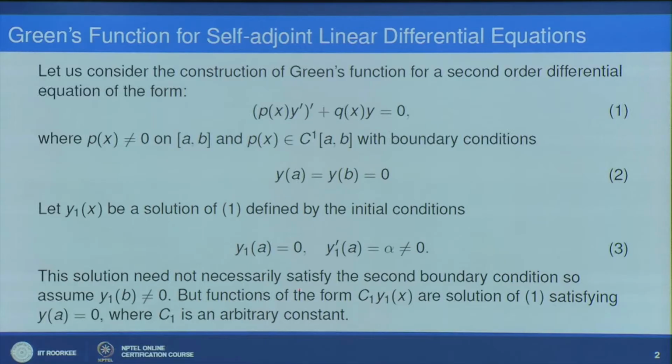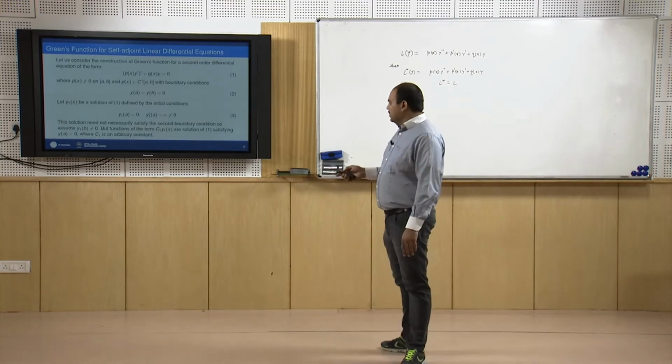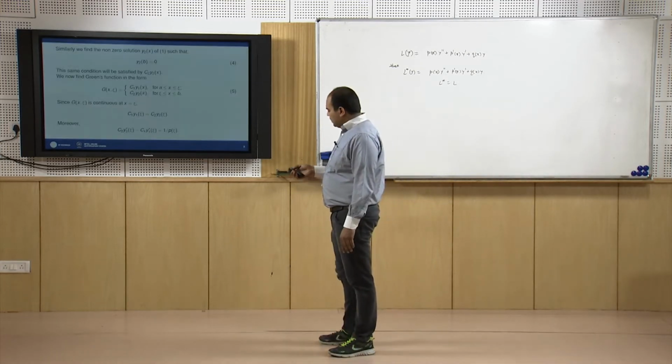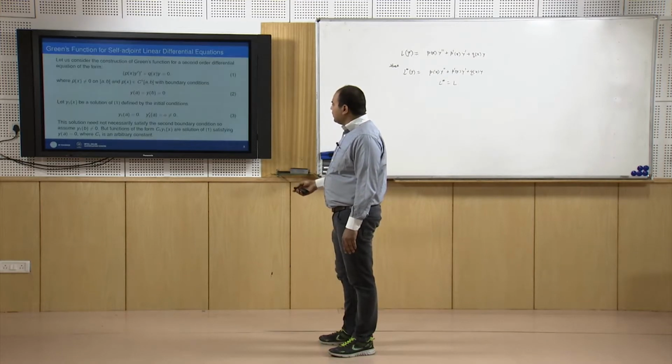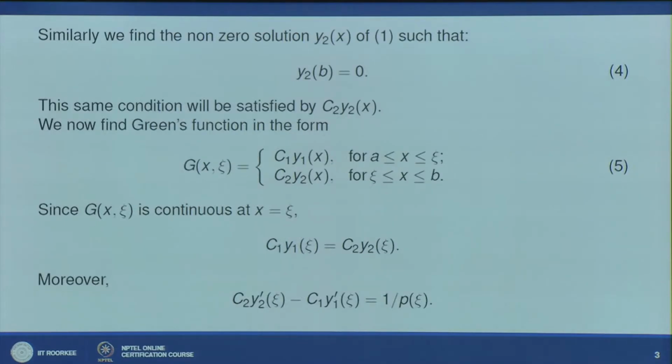Now this solution need not necessarily satisfy the boundary condition at point b, that is, y1(b) may not be equal to 0. Let us assume that y1(b) is not equal to 0. But since y1(x) is a solution, any constant multiple of y1(x) is again a solution of equation 1. In the same way, we can find another solution y2(x) which is 0 at the point b, but whose derivative is non-zero at b.